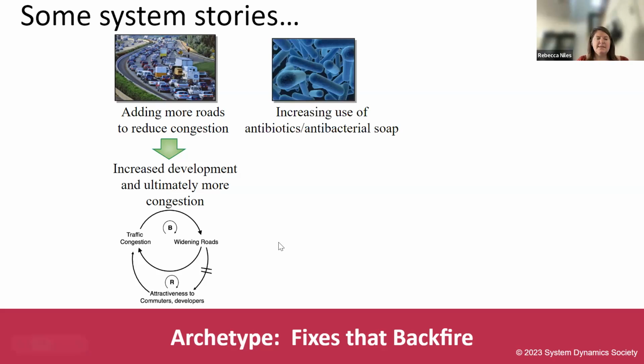Okay, so the second example is antibiotics and antibacterial soap. We've seen a huge increase in the use of antibiotics and antibacterial soap with COVID. What happens when we do that to improve health? There's an imbalance now of the good and the bad bacteria. That would probably be one of the first effects, and then more of the bad bacteria come back.